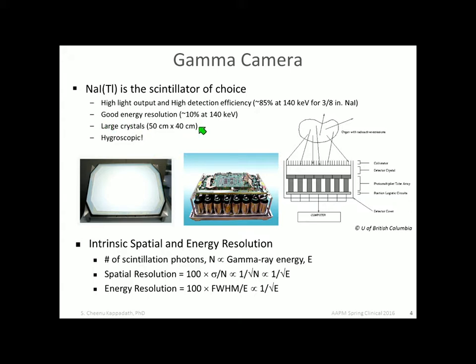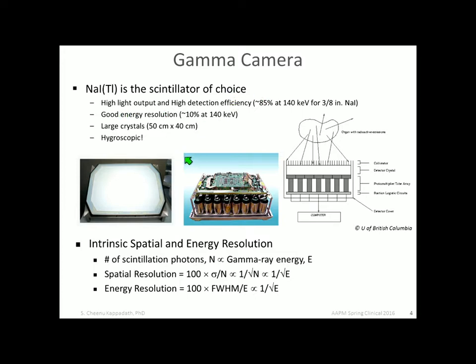You can generate large crystals economically. Sodium iodide is one of the highest light output scintillators there is. It's got pretty good energy resolution, and good stopping power for a 140 keV photon, which is really the bread and butter radionuclide used in single photon imaging. We use indium-111, I-131 and I-123 as well, but really Tc-99m is the bread and butter imaging radionuclide.